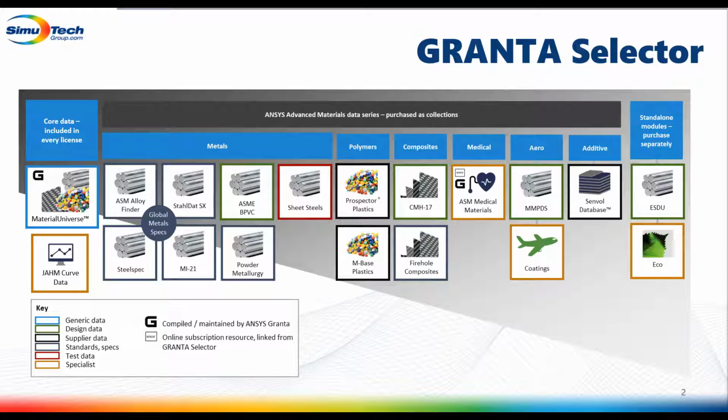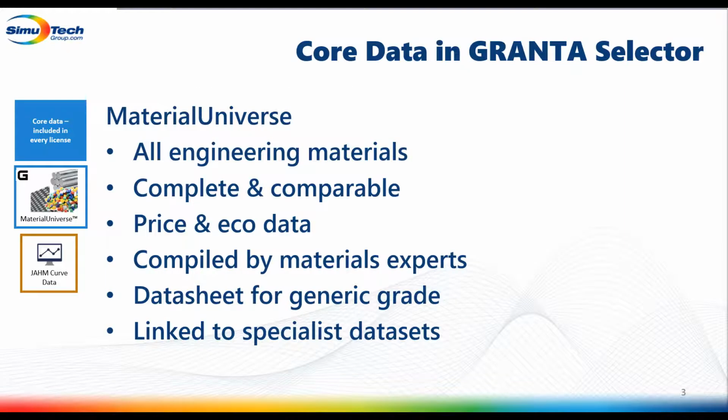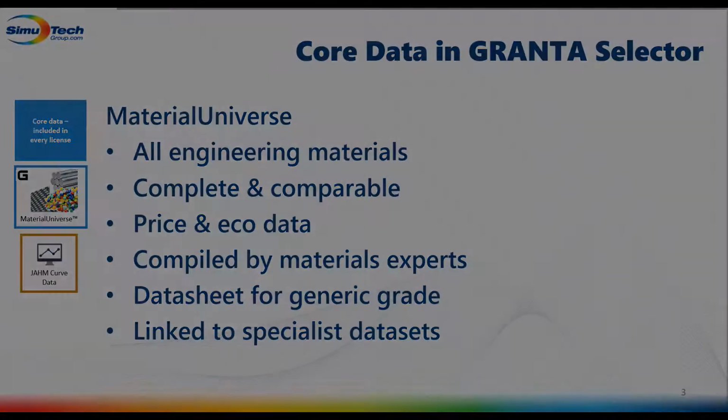However, the techniques for sorting, searching, and filtering the data can also be applied to different databases. The material universe provides complete and comparable data for all of the main classes of commercially available engineering materials. Each data sheet represents the performance of the generic material type. Now that we've gone over the basics of the databases contained within the GRANTA Selector and the material universe, we'll take a look at one of these data sheets, for example, of what kind of data is included within the material universe.